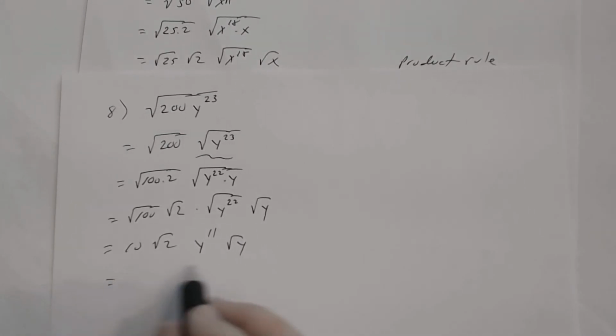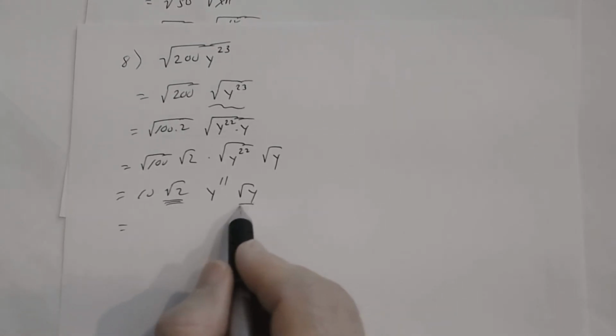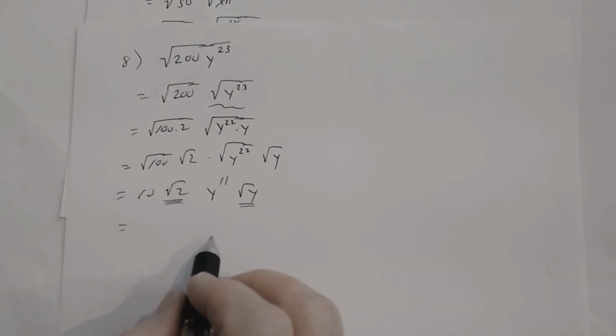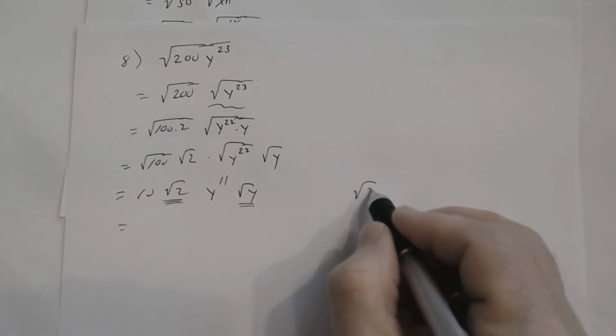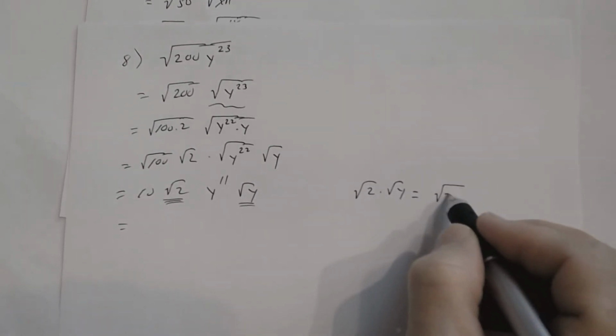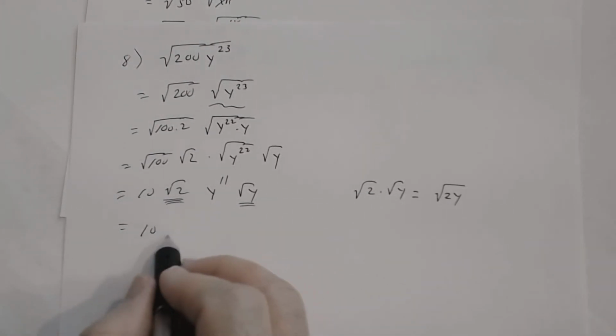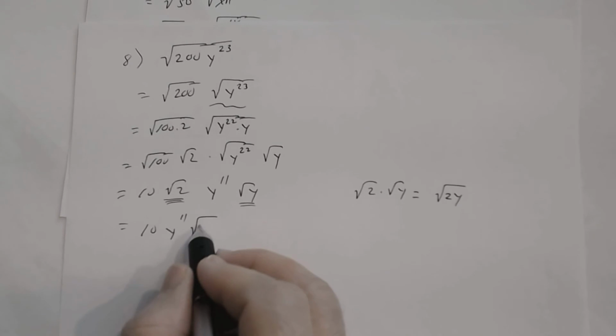And now let's write it better. So you need to always, don't leave it like this. You need to always multiply these square roots and write it as 1. So remember, the square root of 2 times the square root of y using the product rule is the square root of 2y. And so I get 10 y to the 11th times the square root of 2y.